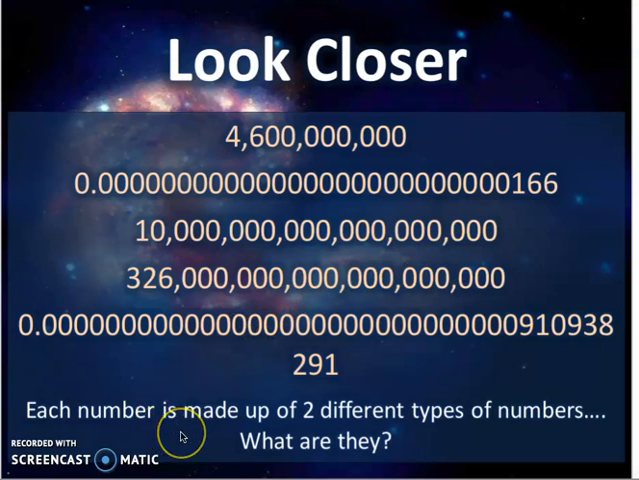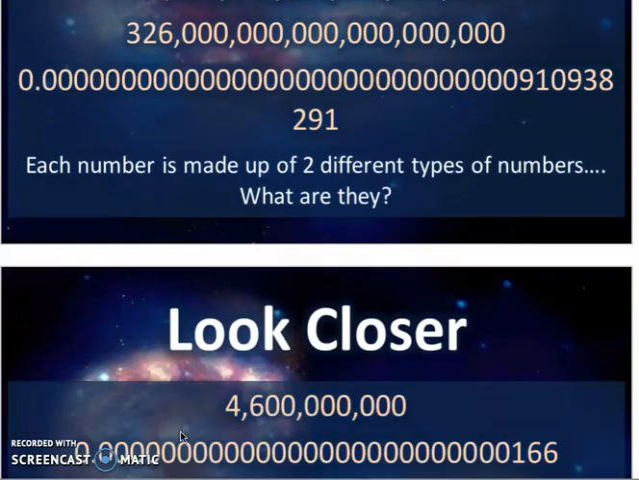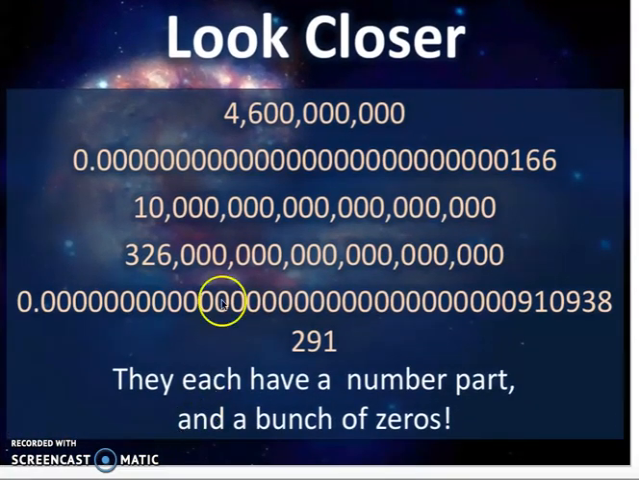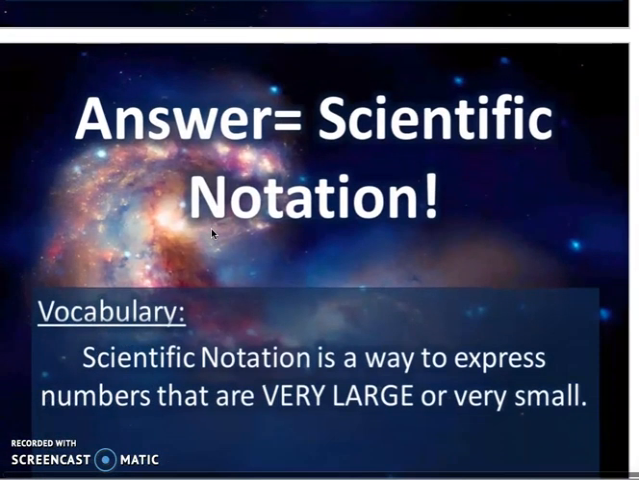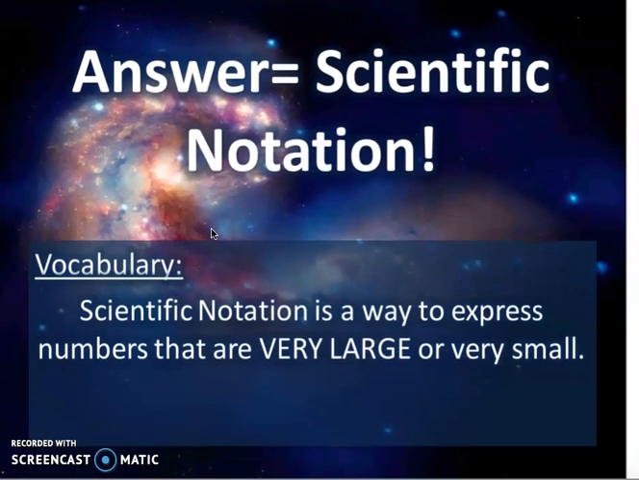Each of these numbers is made up of two different types of numbers. What are they? They each have a number part and a 0 part. They all have a really annoying amount of zeros. So see, 0, 0, 0, 0, 0, and here's our number part. Number part, 0 part. So how do we rewrite these? We're going to use scientific notation.